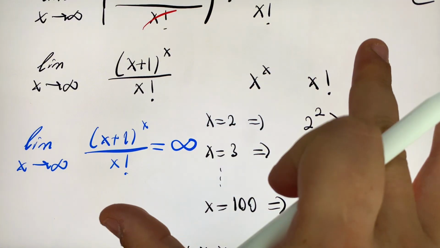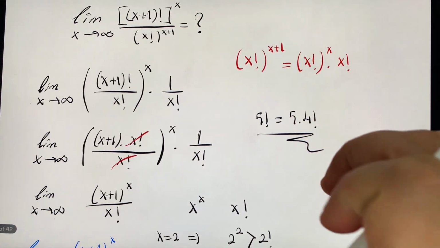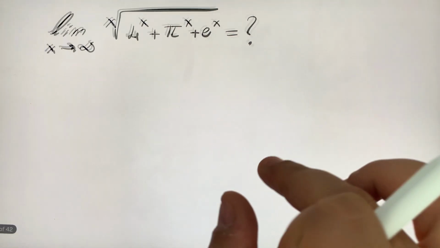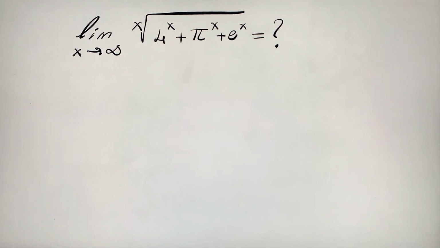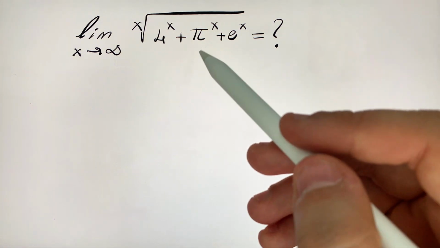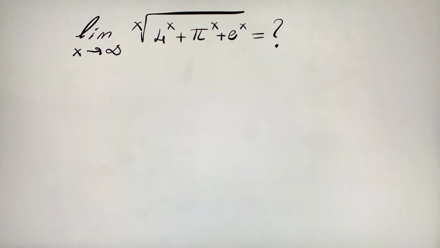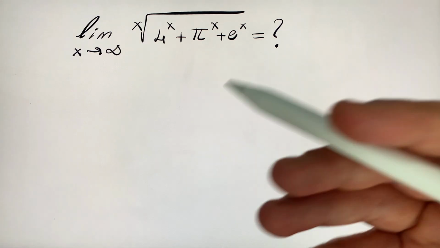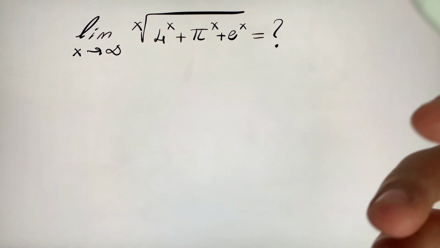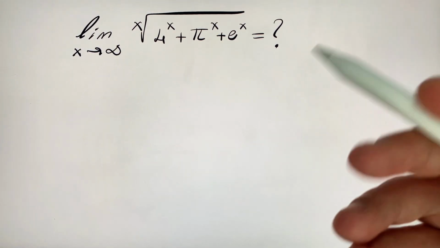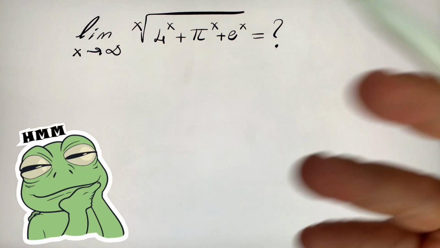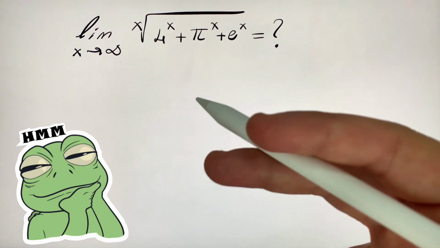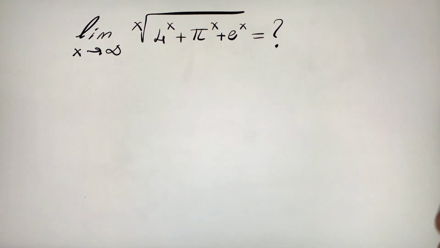Infinity. Now one other nice limit question, guys. The limit as x goes to infinity of the x-th root of 4 to the x plus pi to the x plus e to the x. He wants us to find this. How can we think in the first place? Friends with different methods, comment. I'll be glad if you write. First thing that comes to my mind is to factor out 4 to the x. I will try this.